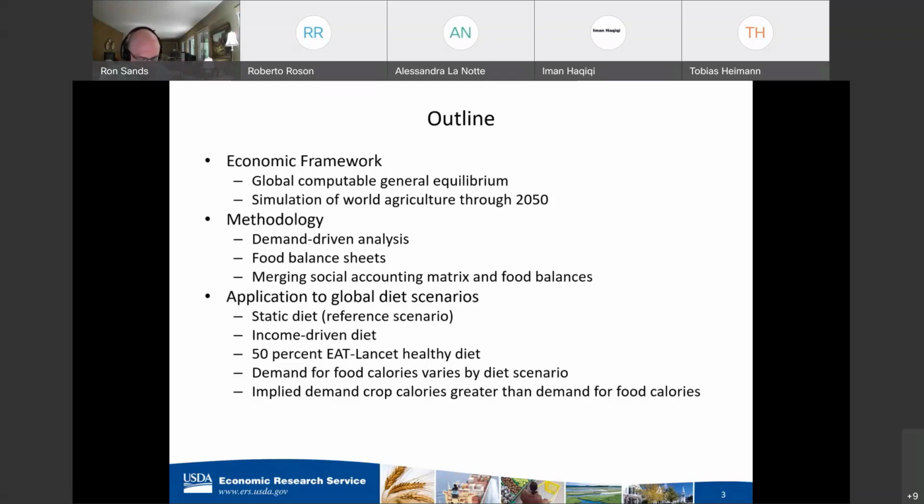Now, by coincidence, I was watching Alessandro Gatto's presentation yesterday in session number 30, and he also was using an EAT-Lancet Healthy diet and a 50% conversion to that instead of full conversion. So we did not coordinate at all, but I think we both arrived independently at that being a reasonable diet scenario to consider in our analyses.